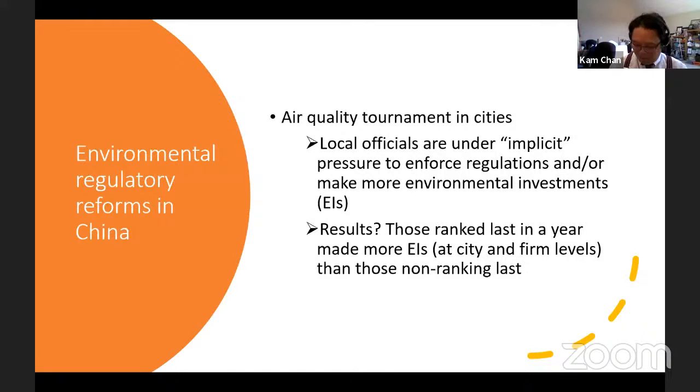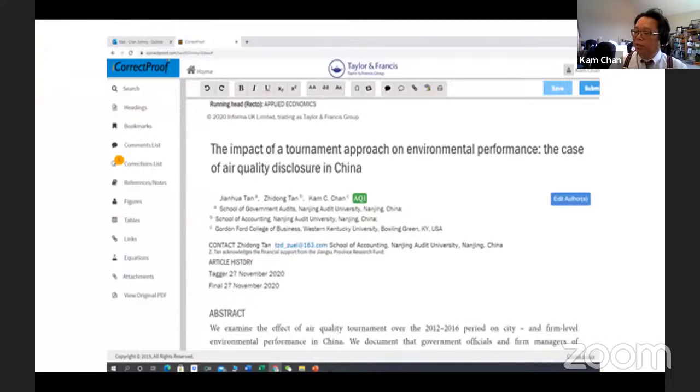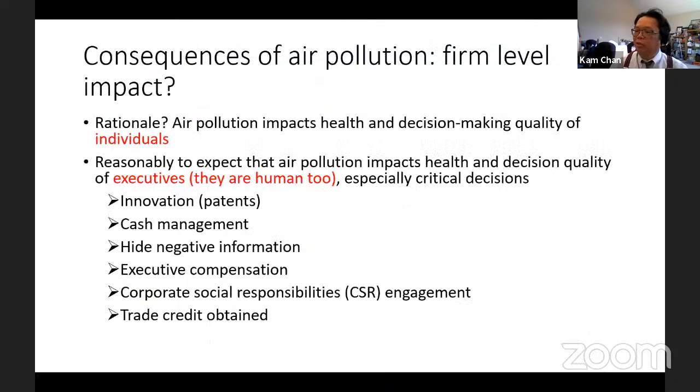So think about this. This method is very low cost. You just disclose, and you don't really send inspectors there to check, so you don't incur a lot of costs. You just publish in local media, and things are better, at least marginally. So this is an interesting arrangement per se. I did a paper on this and it ended up good. That's why I shared that with you.